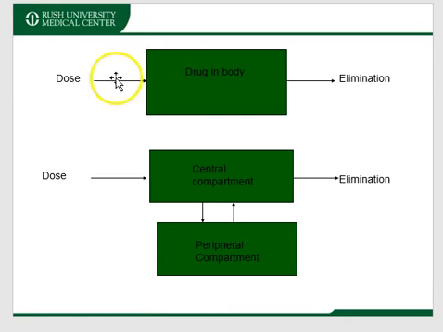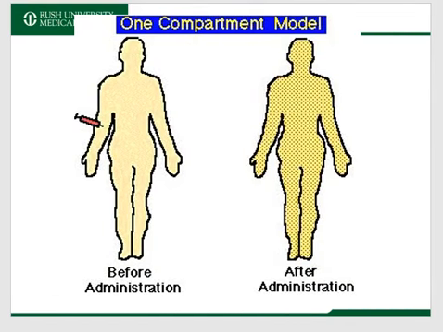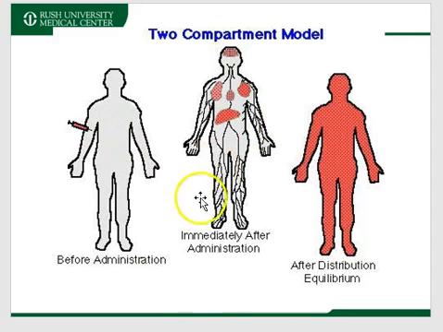We can look at it in terms of a dose being eliminated from one body compartment, and we can also look at it as a dose existing in two different compartments, where one of these compartments is responsible for elimination. This is what that would look like. Here's the one compartment model. Before administration and after administration, the drug distributes to the entire body. This would be in contrast to a two compartment model where you have deposition of drug in specific anatomic compartments, followed by at least some distribution equilibrium that exists at some time later.